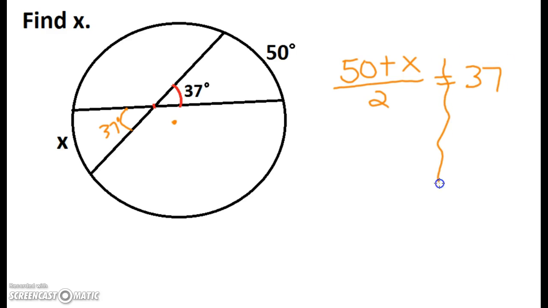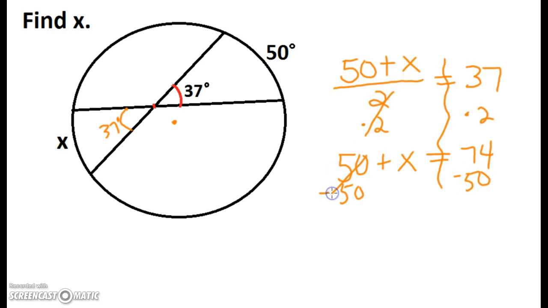And now you have to do a little bit of working backwards to get this. But if you multiply by 2 on both sides, the denominator goes away so that you're left with 50 plus x is equal to, and 37 times 2 is 74. And then you can subtract 50 from both sides, and you get x is equal to 24. And that number makes sense to me because this arc looks a little bit smaller than this arc. So I would say this guy is 24.